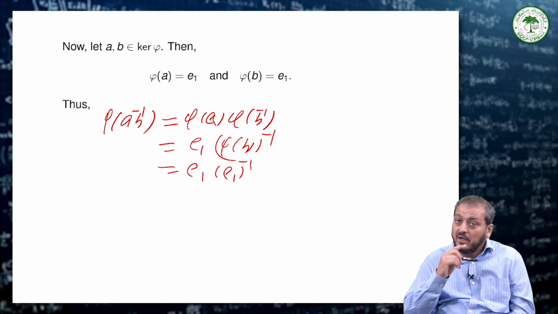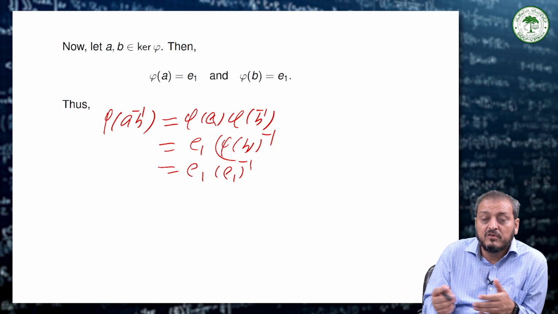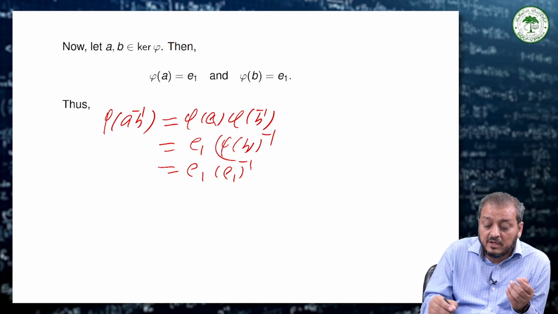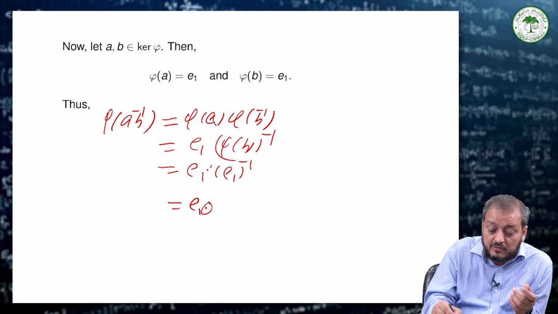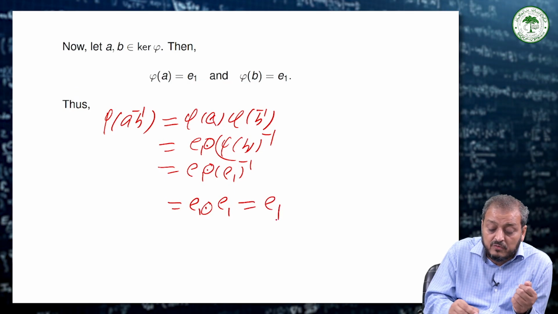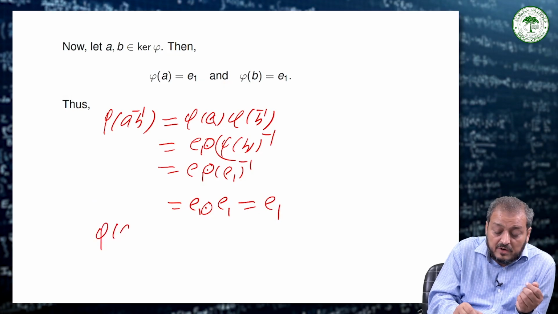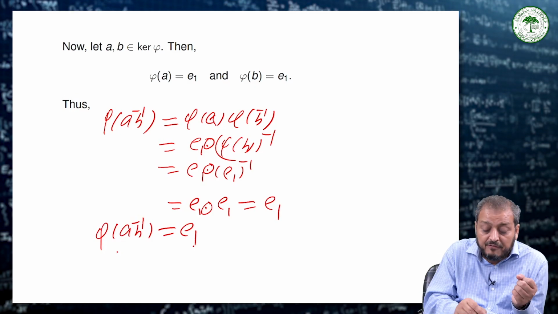Now you know that the inverse of itself is always itself: the inverse of identity is identity. So this can be written as E1 composition E1, which is nothing but E1. So ultimately we have to show that phi of AB inverse is equal to E1.